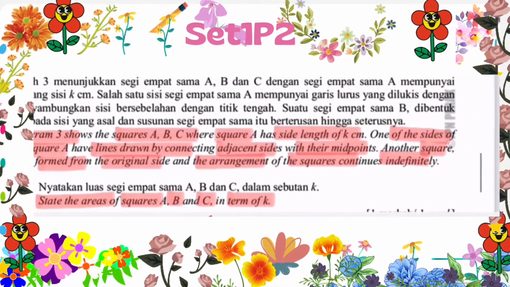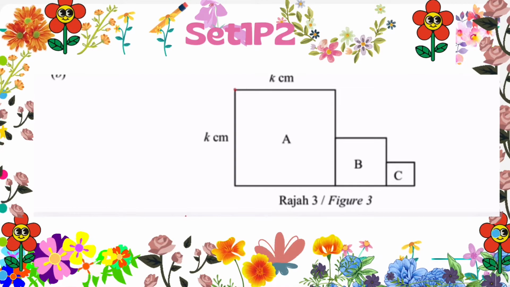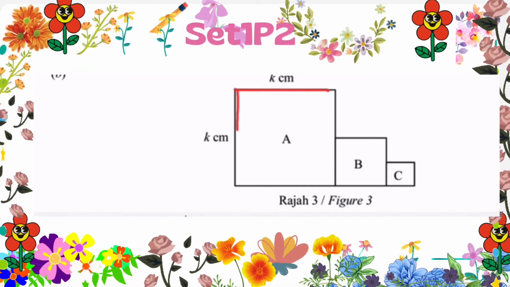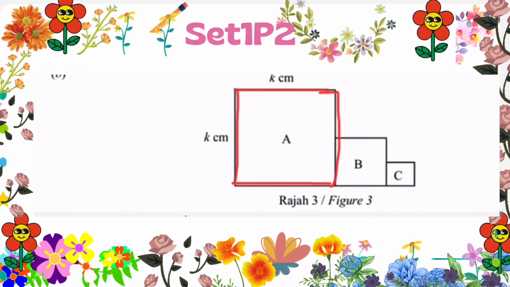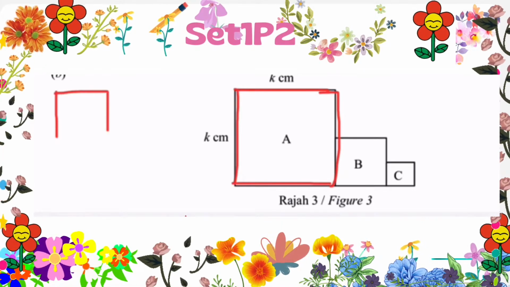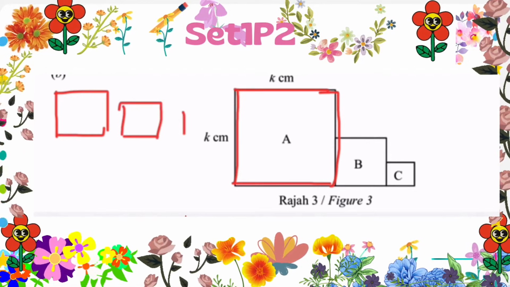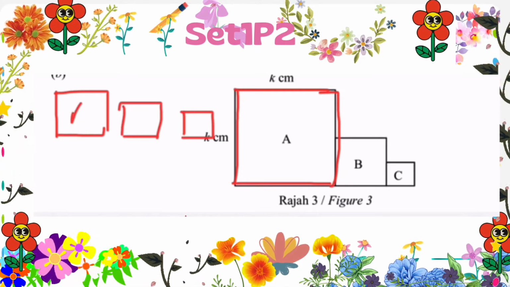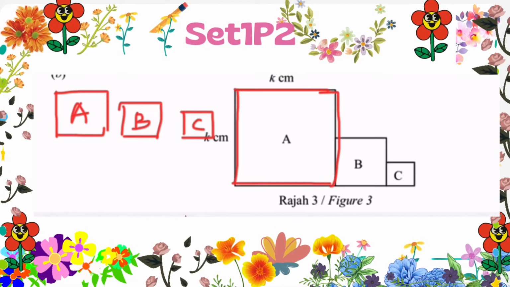Alright, before we do part 2, let's study the diagram. Now the question is saying that this one is the square. Let's split out the first square. Right, this is the first one, followed by square B and square C. So whenever you do AP or GP, you have to have 3 terms first.